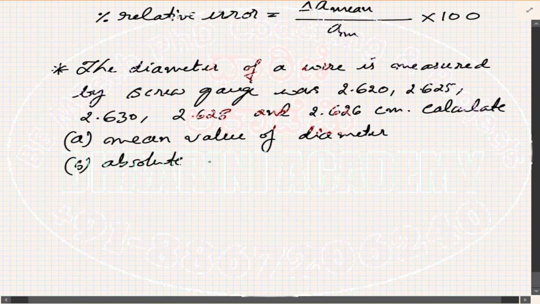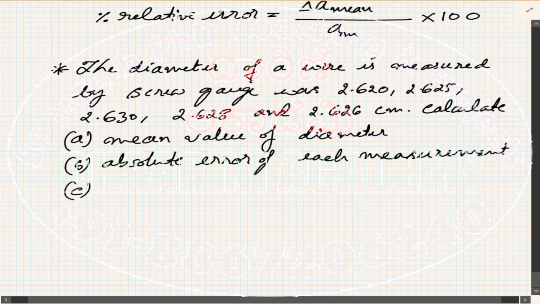Part B of the question, absolute error of each measurement. Part C of the question, mean absolute error.